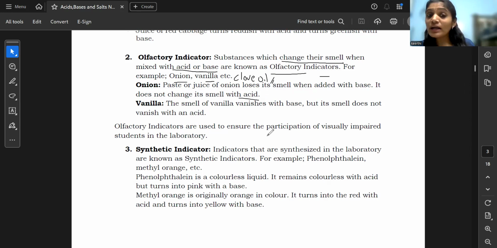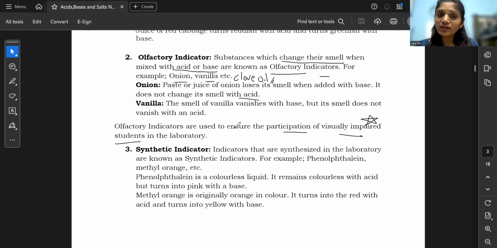Olfactory indicators are used to ensure the participation of visually impaired students in the laboratory. If you have visually impaired students in the laboratory, they can't use your color change indicators, because they can't see the change of color. So to those people, this will be very useful to determine whether it is an acid or base based on the smell. So these are your olfactory indicators.